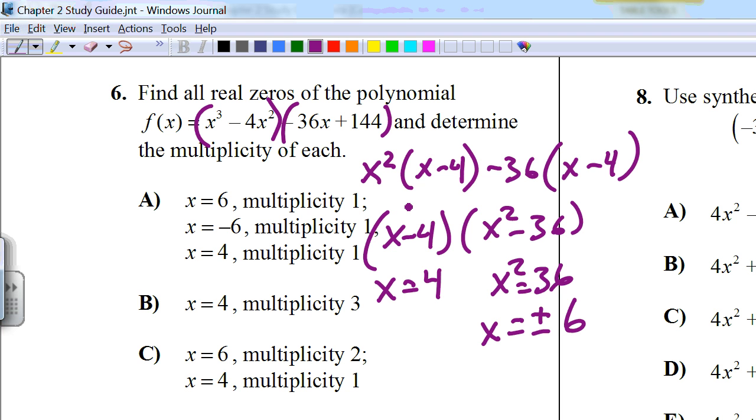So I only have one of each of those. Yes, I have the plus and minus 6, but that's a plus 6 and a minus 6. Only one. So I have 3 zeros: 4, 6, and negative 6. So not 2, not 1, not 2, not 4 and negative 4, but 6, negative 6, and 4. So the answer is number 6.